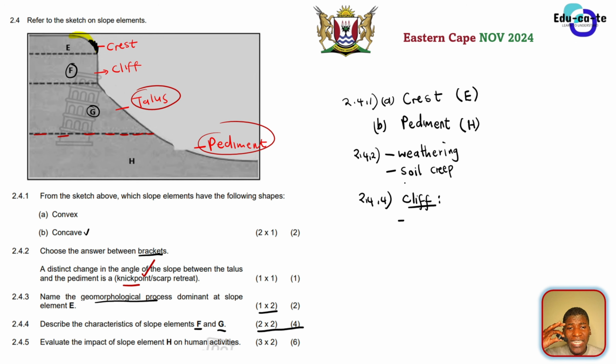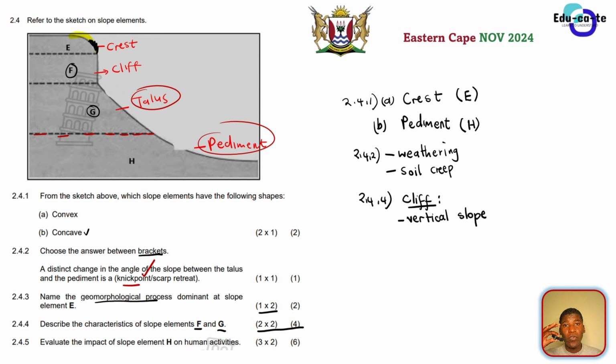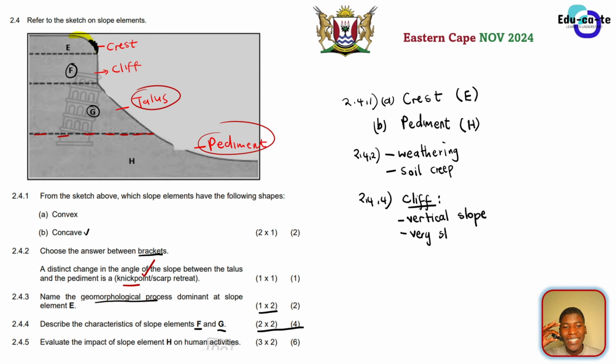So basically, we say that the cliff is a vertical slope. That is the shape. It is not concave. It is not convex. It is a vertical slope. That is one of the characteristics that you can mention. You can also mention that the cliff is very steep as well. It suggests the same thing as saying it's a vertical slope, but you can say that it is a very steep slope, because we've said that the cliff is very steep.